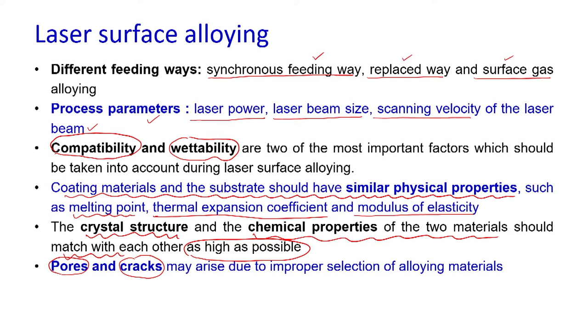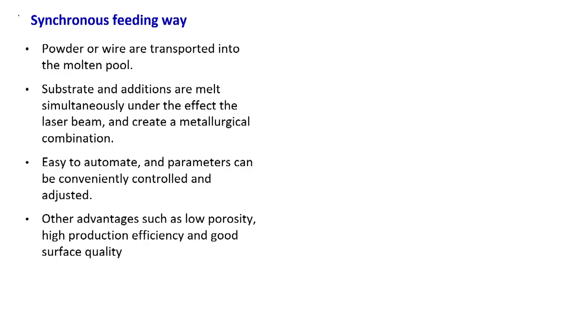Now, let us see what are the various different ways of feeding the deposition material over the substrate material. The first feeding way is synchronous. Synchronous means the movement of the feeding nozzle is synchronized with the laser movement, or with the movement of the substrate, the other way around, if the laser head is moving or the substrate is moving. When we have the synchronization between the nozzle and the substrate material or the laser, we call it the synchronized feeding way. The powder or the wire is transported into the molten pool.